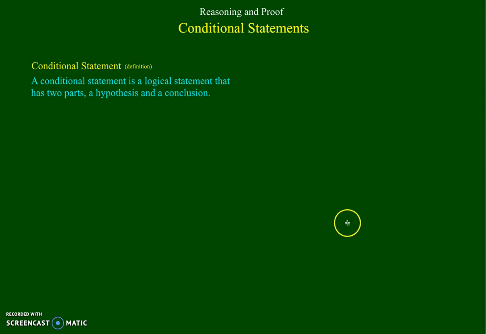Now, to begin with, the underpinning of reasoning and proof is an idea called conditional statements, where you've seen these many times in the past. A conditional statement is simply a statement that presents a condition and some conclusion that would be based on that condition. So the definition is: a conditional statement is a logical statement that has two parts, a hypothesis and a conclusion. Now, conditional statements are very often written in if-then form, and that's the way you may be familiar with seeing conditional statements in the past.